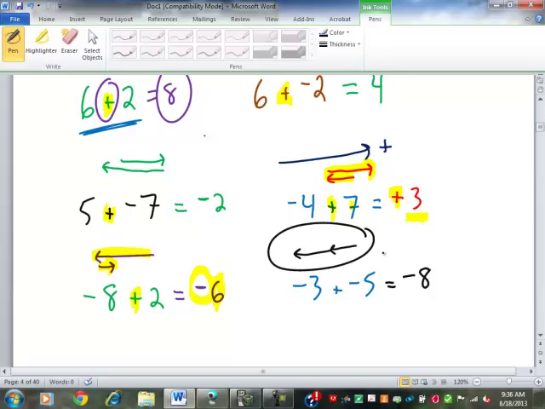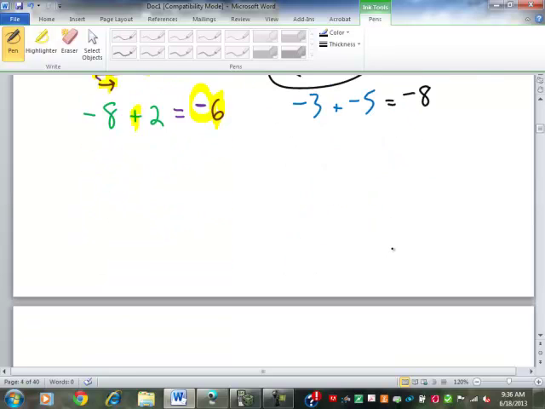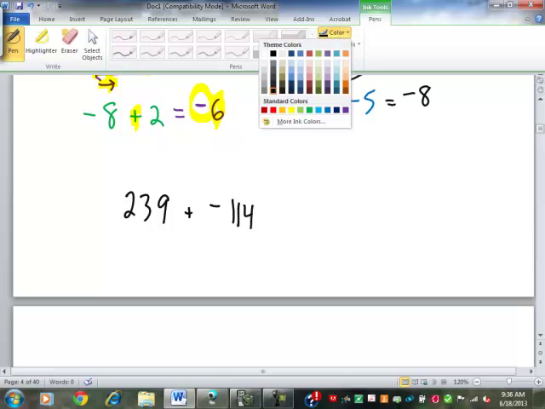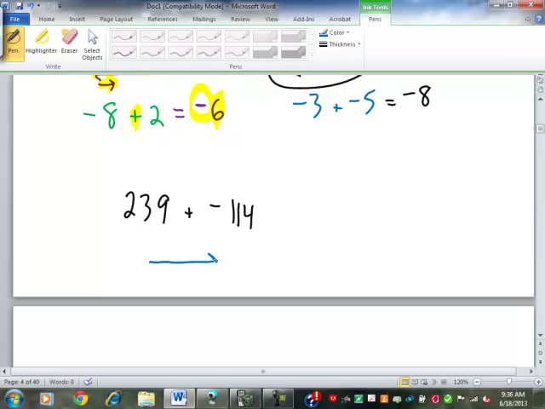So that's addition. And of course, that works with larger numbers too. I might have 239 plus a negative 114. My picture would be 239. Negative 114 goes the opposite direction, but it's shorter. So I know my answer is positive, and it's the difference between those two numbers. So I'm actually subtracting 114. Get 125.